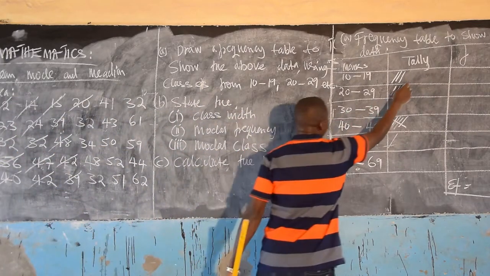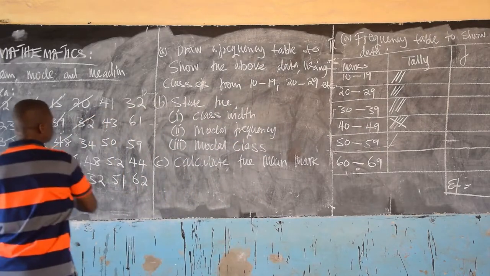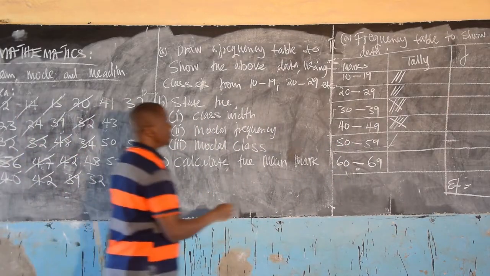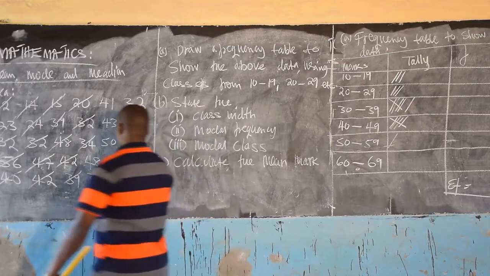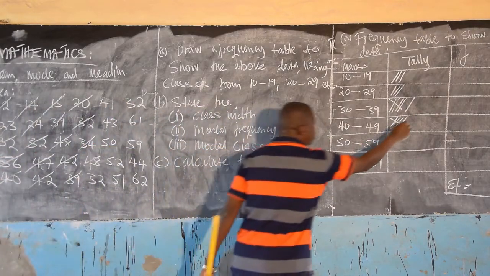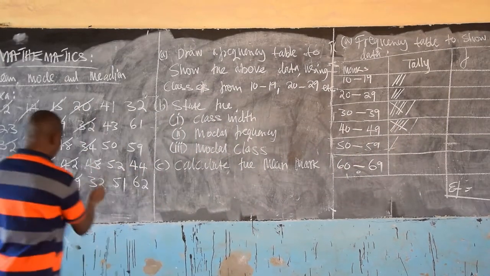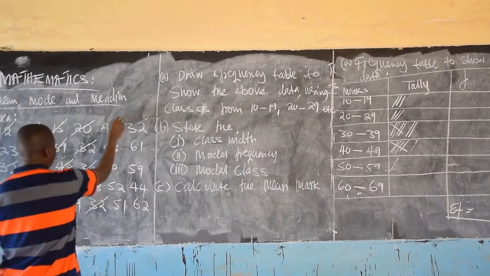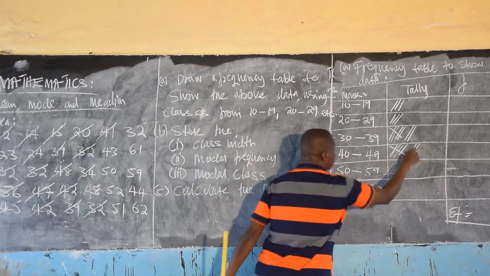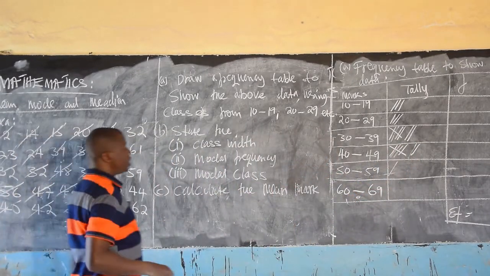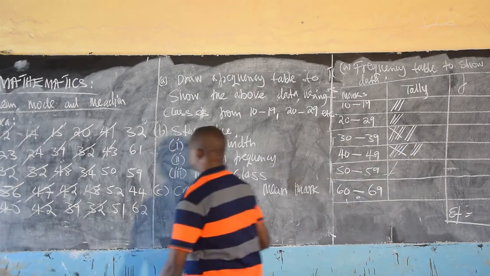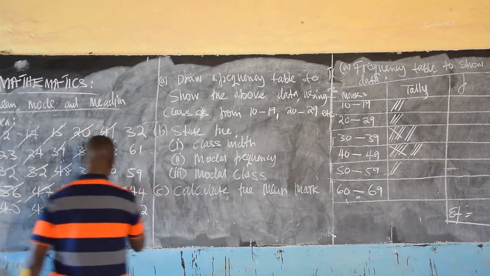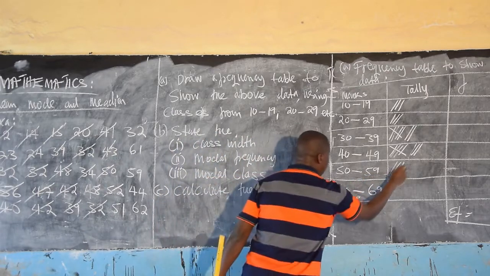20 in 20s. 32, make a bundle. 34, 34. 48, start a new bundle. 32, in the 30s. 41, 43, here we go. 50, in that arrangement. 52, like that.